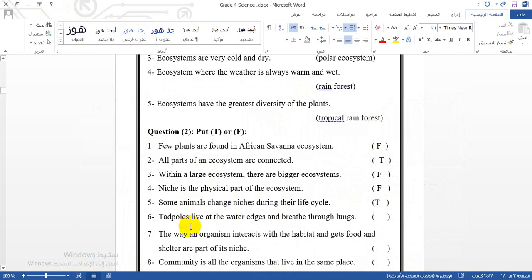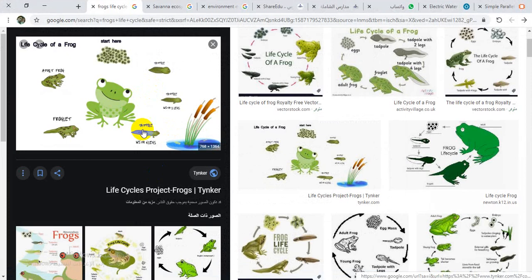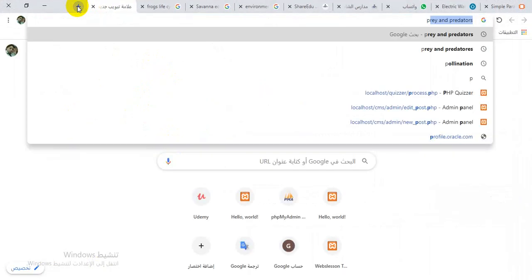Next: tadpoles live at the water edge and breathe through lungs. This one is correct about the frogs, I told you that many times. The frogs live at the water edge. The water edge is not inside the water, but at the edge, and they breathe through lungs. Let's see again. This is correct about the adult frogs here. They have lungs and live on the edge of the ponds.